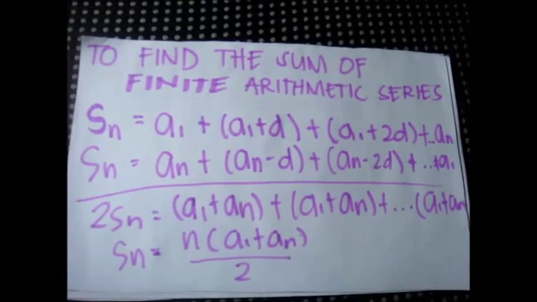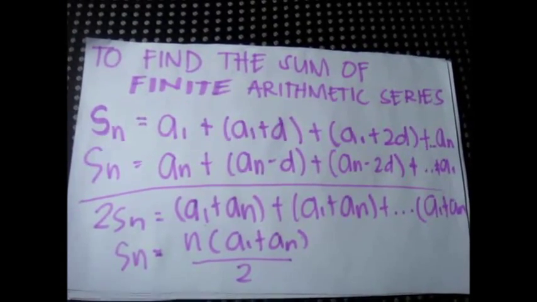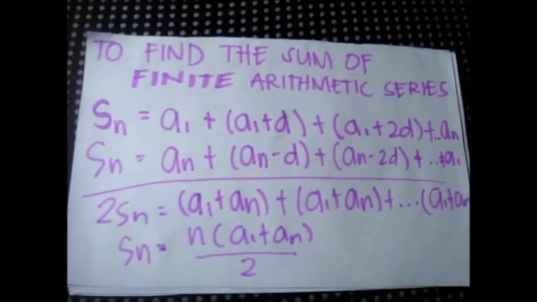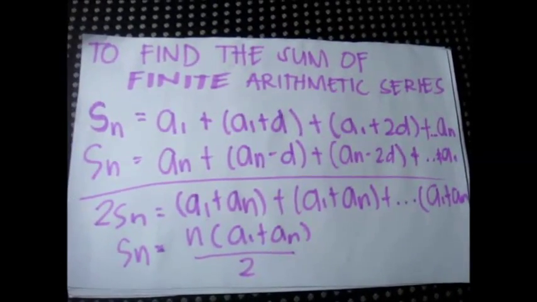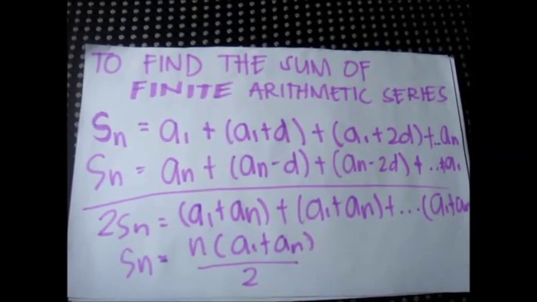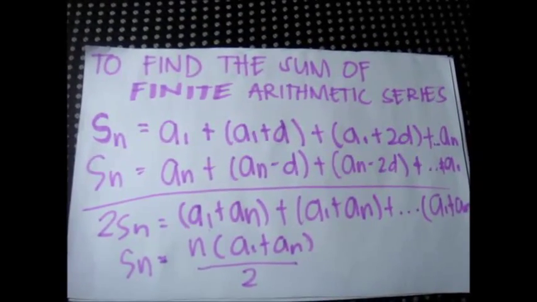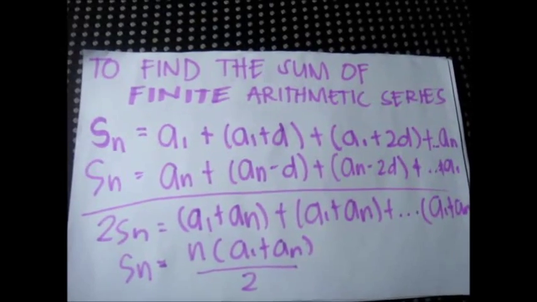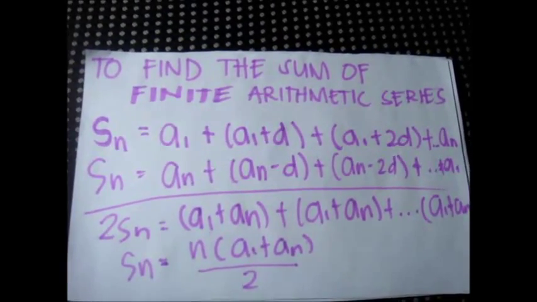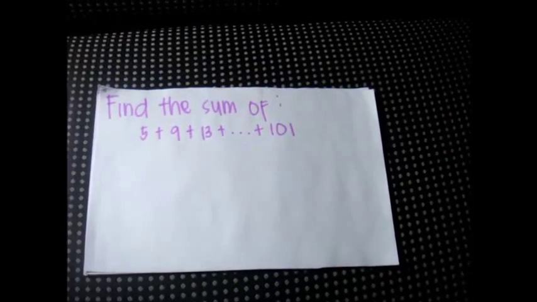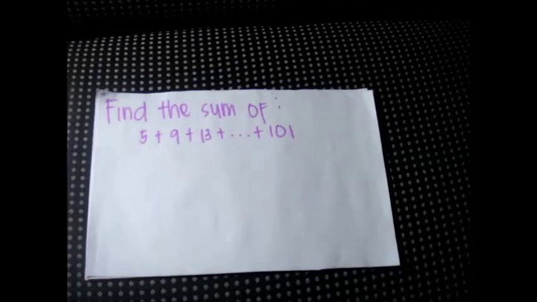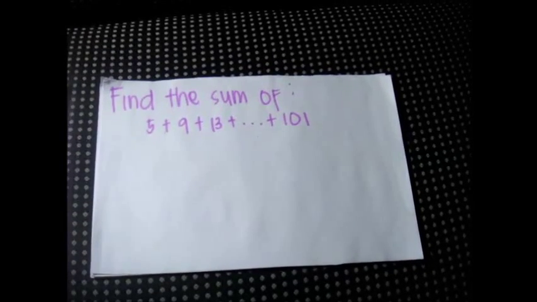Again, to find the sum of a finite arithmetic series, we need to use S sub n is equal to n multiplied by a sub 1 plus a sub n all over 2, where n is the number of terms. Let's have some examples. Now, let us solve this problem. Find the sum of 5, 9, 13, up to 101.